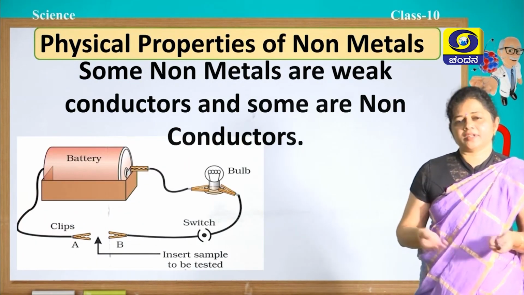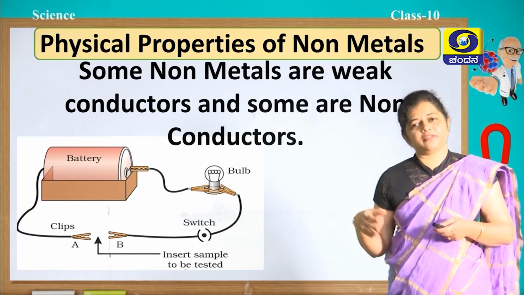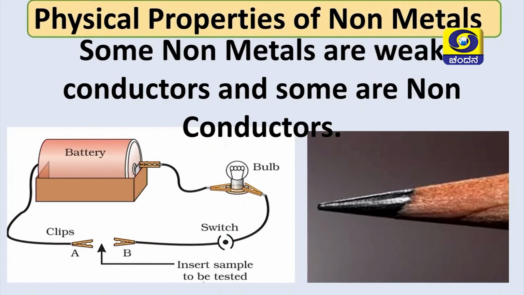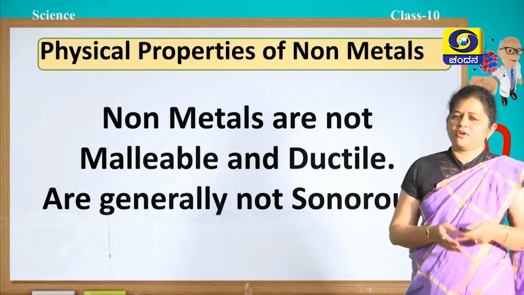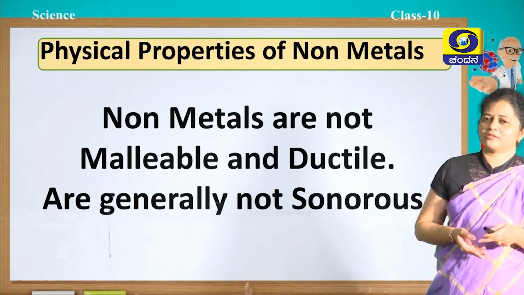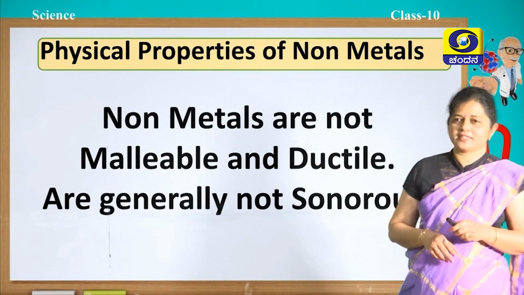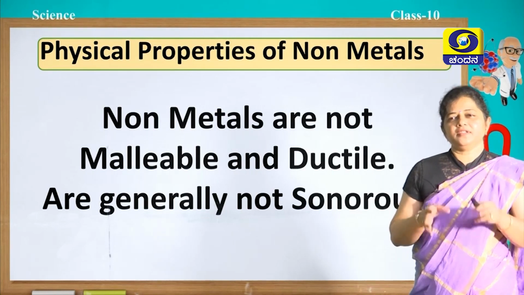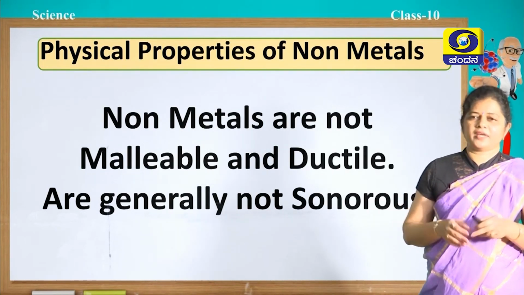By using this apparatus, you can check the conductivity of a metal or a non-metal. Now this is graphite, and graphite is a good conductor of electricity and you can test it. These non-metals are not malleable, not ductile, and generally they are not sonorous. They do not produce sound when hit. So these were a few physical properties of metals and non-metals.